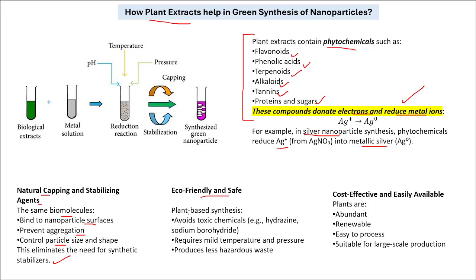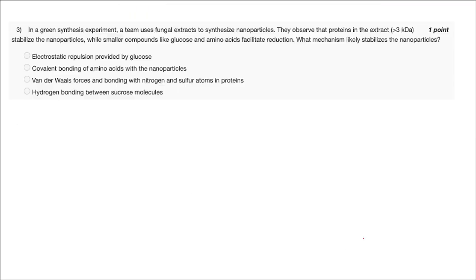Eco-friendly and safe. Since they are plant-based, there are no toxic chemicals like we saw in the case of gold nanoparticle synthesis through chemical means. We were using sodium citrate or sodium borohydride. So in this plant-based synthesis, you do not need these toxic chemicals. It requires mild temperature and pressure, and produces less hazardous waste. Then, plants are abundant, renewable, easy to process, and suitable for large scale production as well.